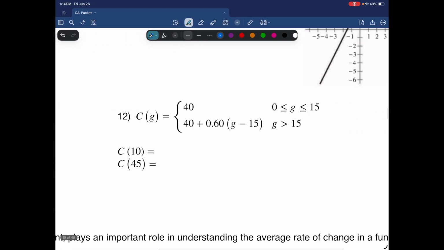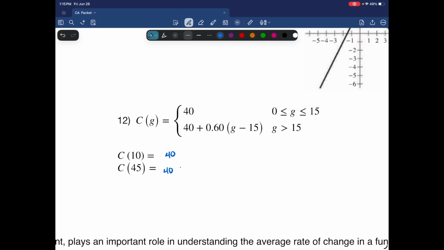On 12, it says that if it's between 0 and 15, the answer is just straight 40. So 10 is between 0 and 15, so my first answer is just 40. And then if it's greater than 15, then I plug it into the second equation. So 45 is bigger than 15, so I got 40 plus 0.60 times 45 minus 15. All right, if you plug that into your calculator, you get 58.